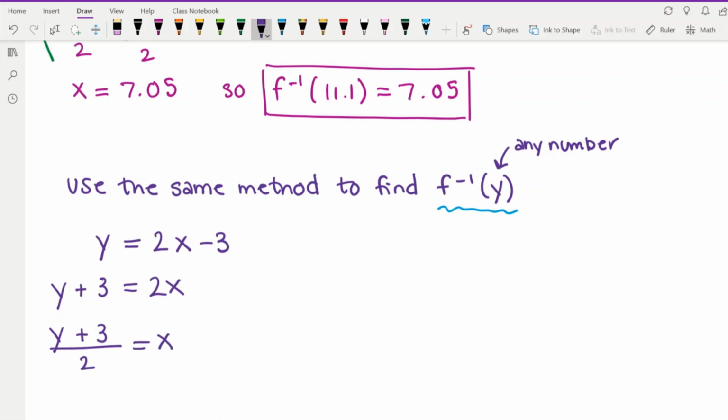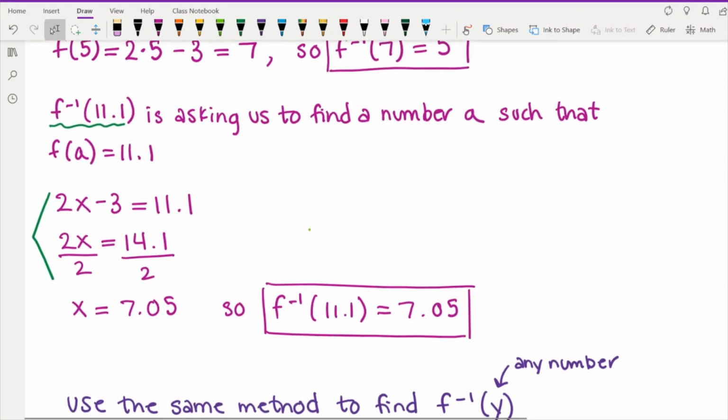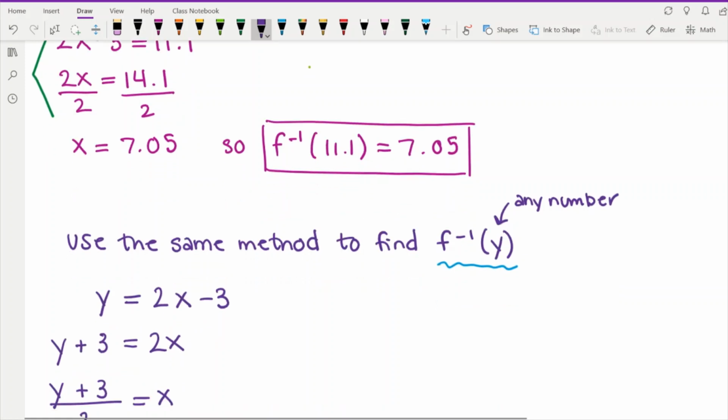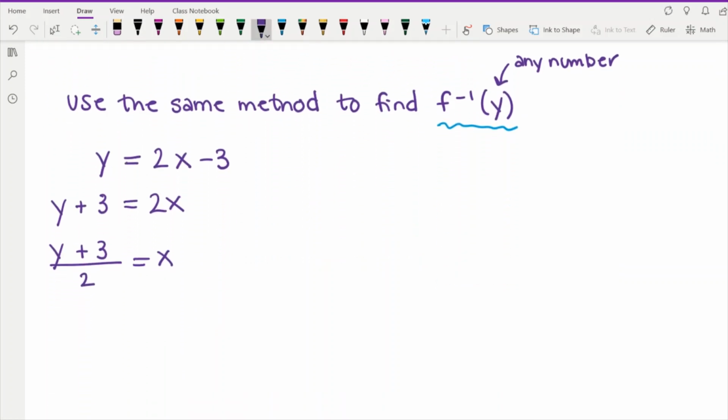And by the way, I just want to point out that that's exactly what we did here, right? When we were plugging in a specific number on the right-hand side, how did we figure out what that number was? Well, we added 3 to both sides. That's where this 14.1 came from. And then we divided both sides by 2. And that's exactly what we did here. We set some generic number y equal to our function. We added 3 to both sides. We divided both sides by 2. And so now what we basically figured out is that for any number that you're trying to find the inverse of, you have to add 3 to that number and divide by 2.